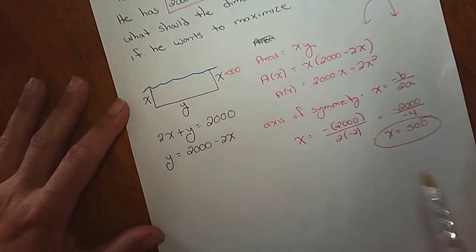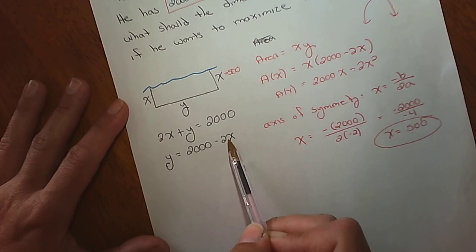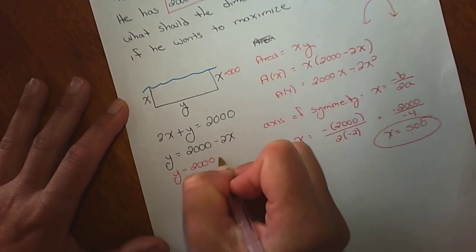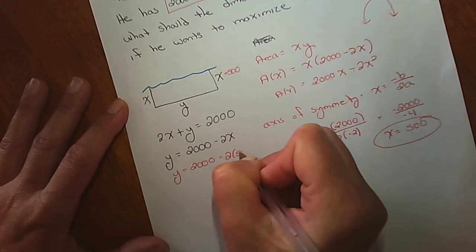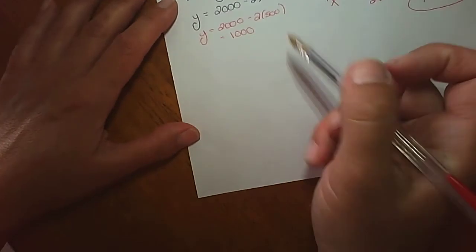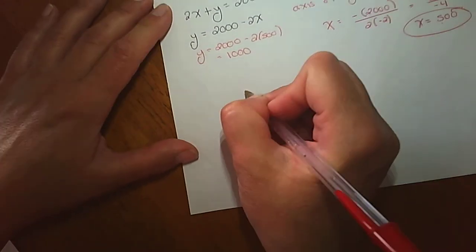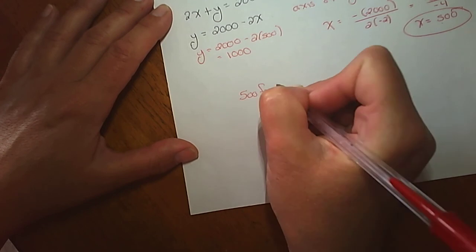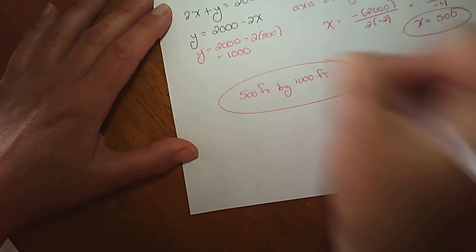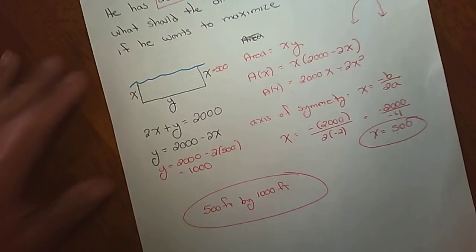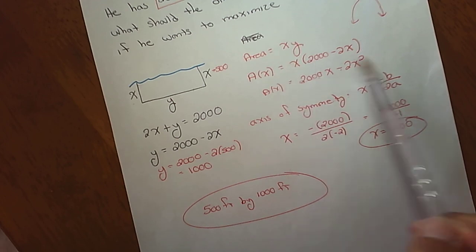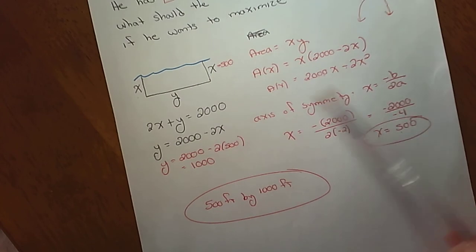How would I find the other dimension now? We'll plug 500 into this, right? So if I do y equals 2,000 minus 2 times 500, which would be 1,000. All right. So the dimensions to maximize would be a 500 foot by 1,000 feet. That should be the dimensions you should build to maximize the area. So your goal here is to always get an area formula in terms of x by substituting in.